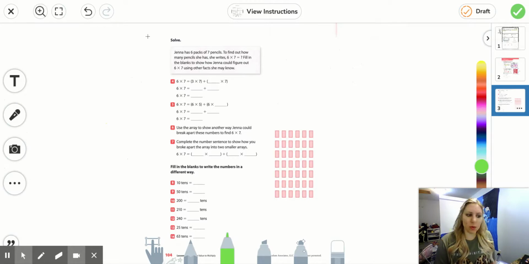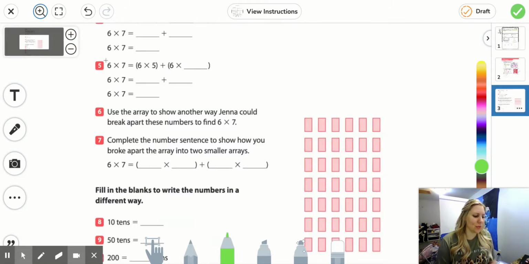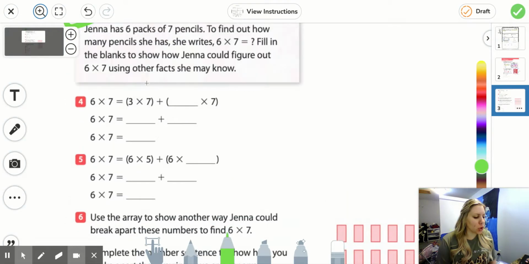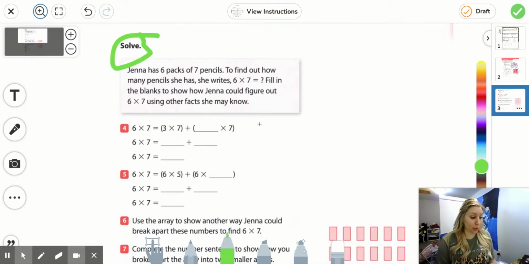Usually when we get to this solve piece right here, I have y'all do it on your own. But I noticed this morning with my other group, when I had them do this on their own, they didn't quite know where to start. So we're going to do this top part together, and then the bottom piece you will do on your own.